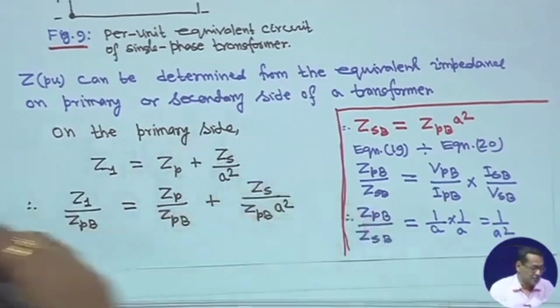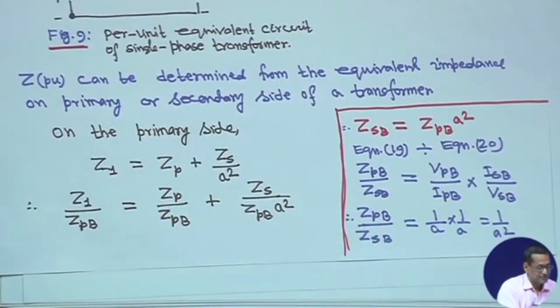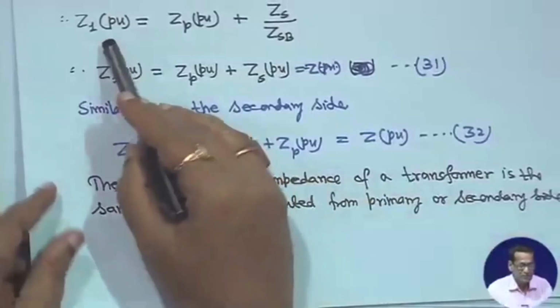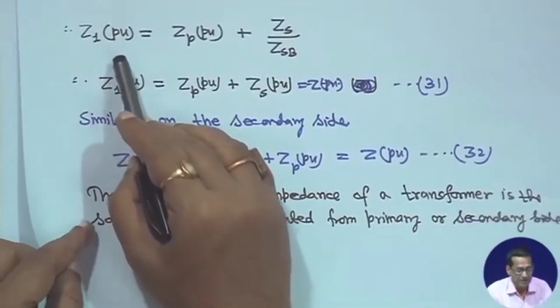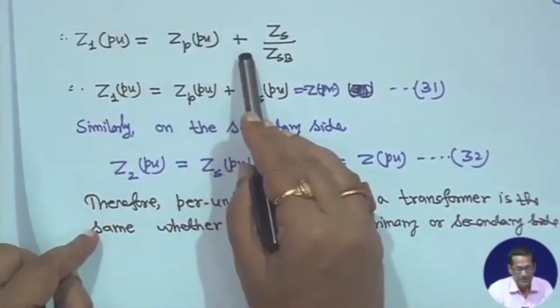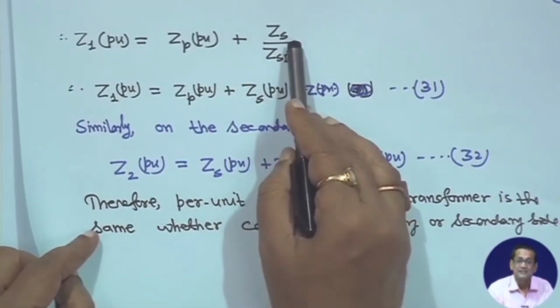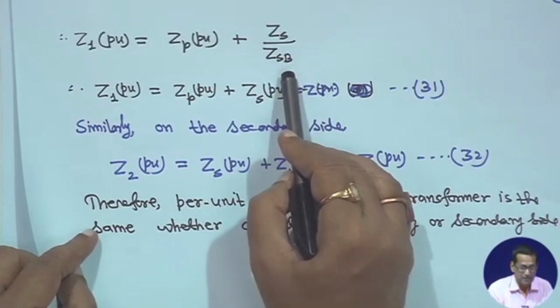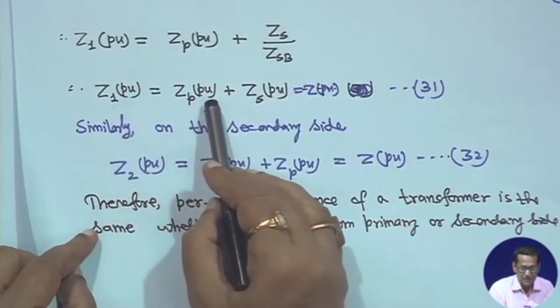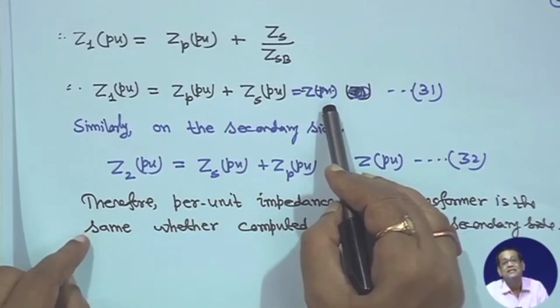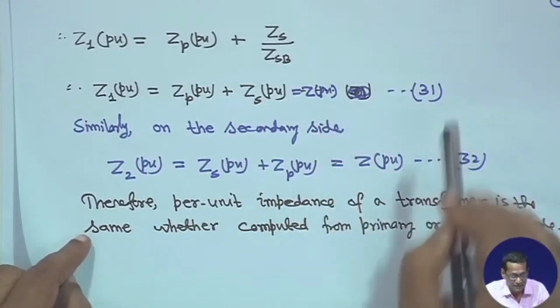Going to the next slide. That means Z1 per unit, this per unit value of impedance, is equal to ZP per unit plus ZS upon ZSB, right. So this is ZS per unit also, because ZS upon ZSB. Therefore, Z1 per unit is equal to ZP per unit plus ZS per unit, which we are making as Z per unit, right. This is equation 31.